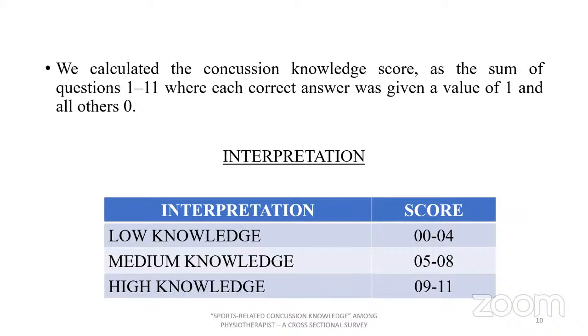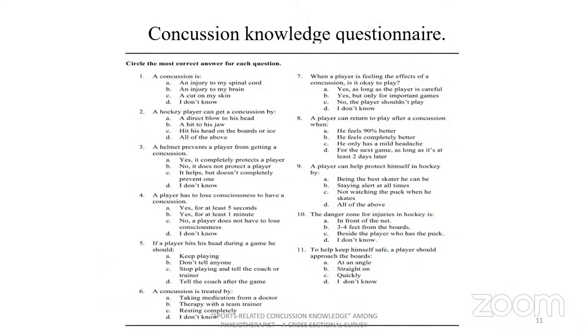The interpretation is: a score between 0 to 4 means low knowledge, a score between 5 to 8 means medium knowledge, and a score between 9 to 11 means high knowledge. This is the concussion knowledge questionnaire.